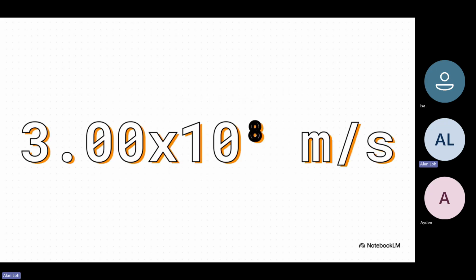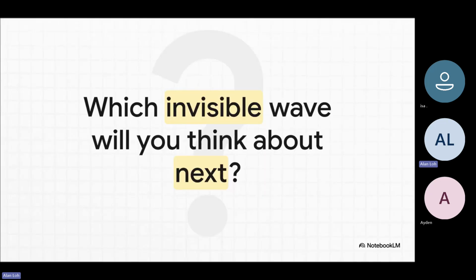So what's the one thing that connects this whole diverse family of waves? It's their speed. In the vacuum of space, every single one of them, from a gamma ray to a radio wave, travels at the exact same unbelievable speed, 300 million meters per second, the speed of light. It's the cosmic speed limit. Nothing goes faster. So there you have it.